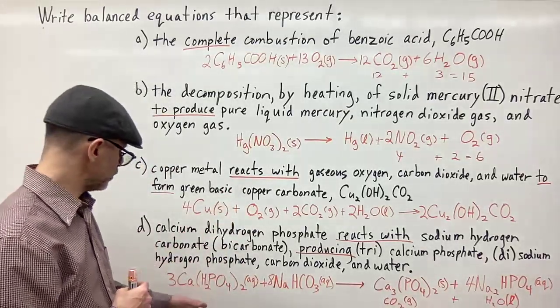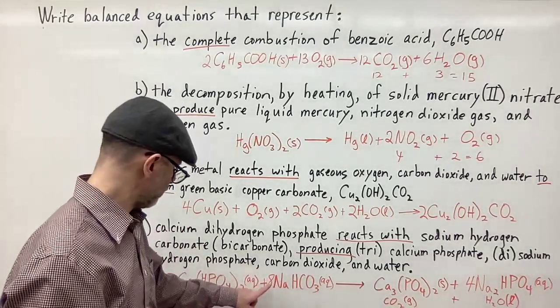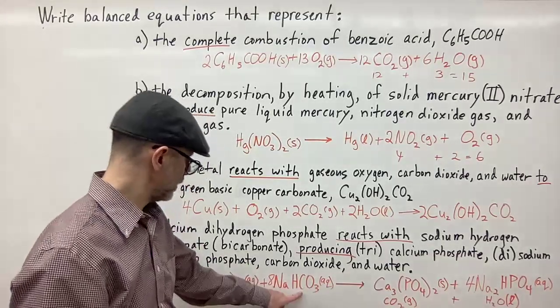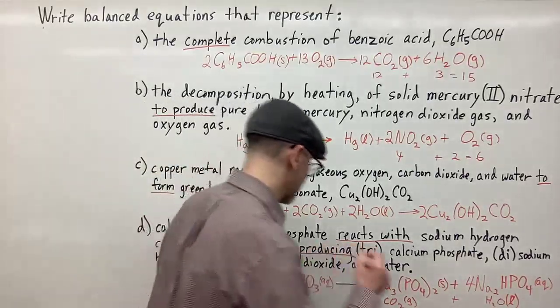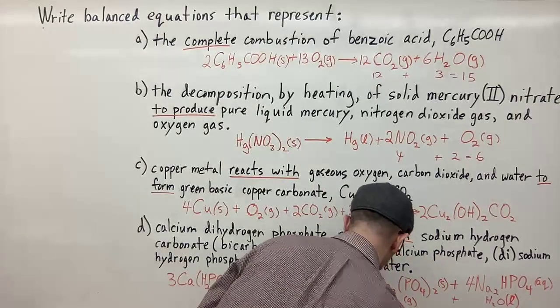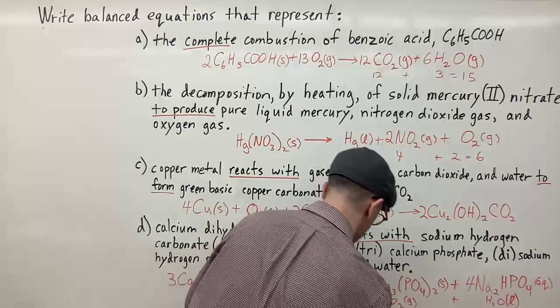Okay, so sodium's balanced. My phosphorus is balanced. Calcium is balanced. Now I go to carbon. So carbon, I have 8 times 1 is 8. And I have 1 over here, so I need an 8 in front of my carbon.